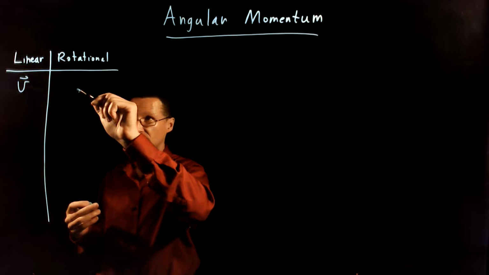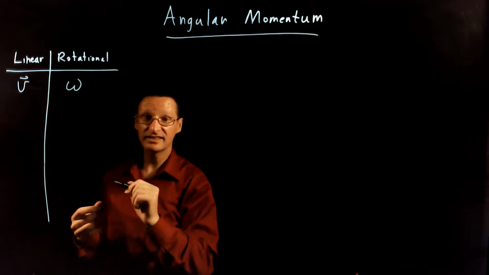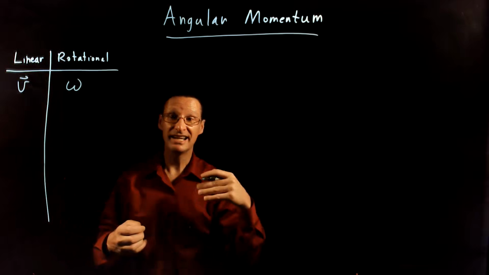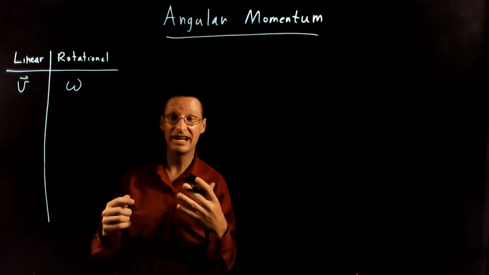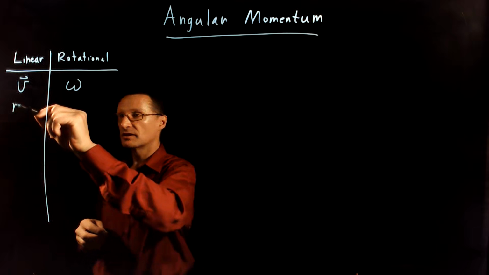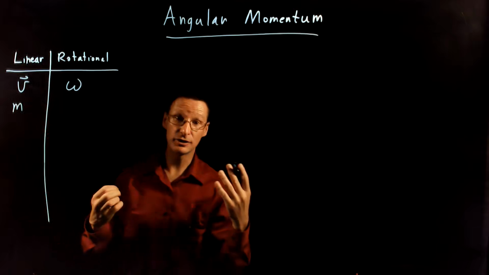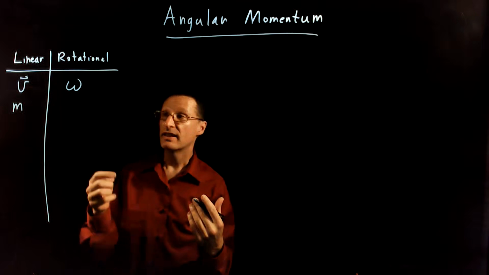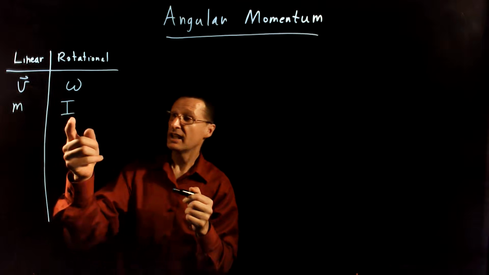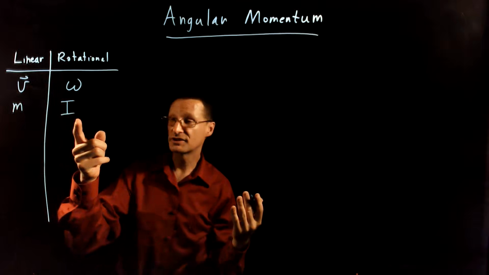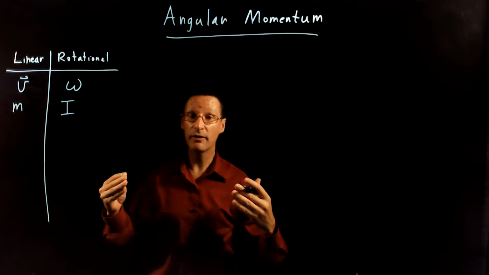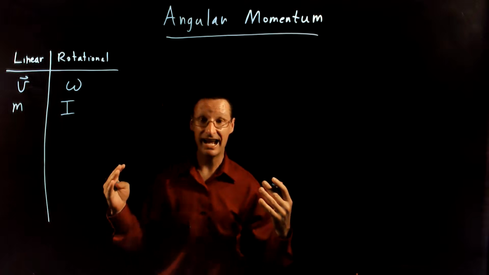And the rotational version of velocity is omega, the rotational velocity, or the number of times it turns around in a second. Of course, omega is going to be measured in radians per second. Regular momentum also includes the mass, which represents the inertia of the object. The quantity that represents the inertia in rotational is the rotational inertia, or the moment of inertia, I. And remember, I tells you how the mass is distributed around the axis of rotation.